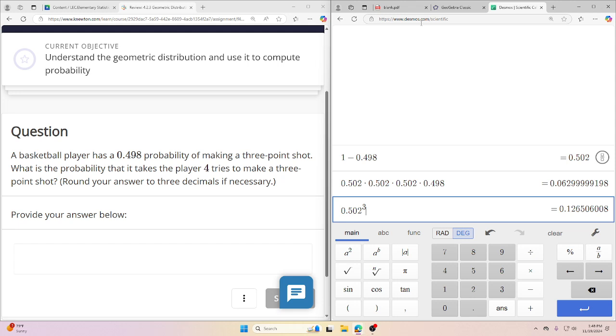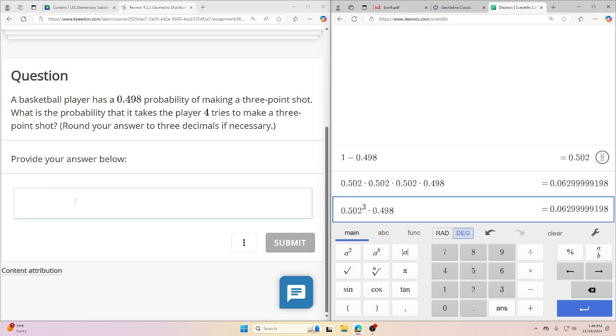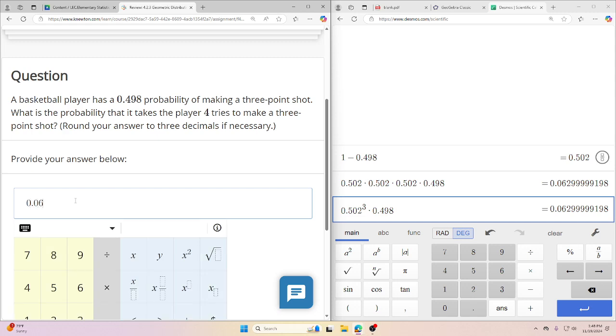It would be something like this with the power. Either way is fine though. 3 decimals. 063.